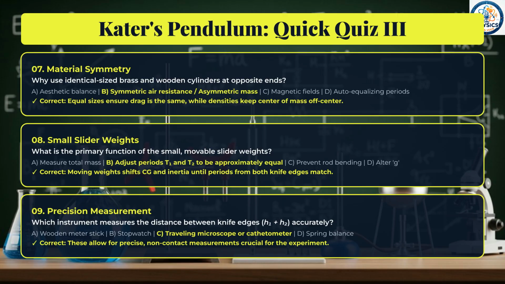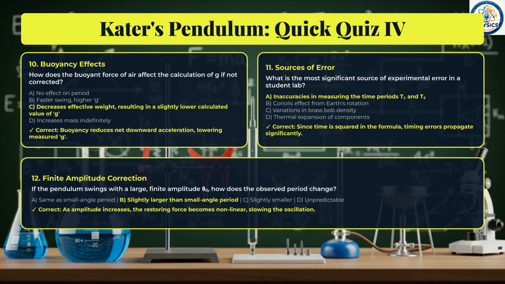For material symmetry, identical sizes ensure symmetric drag, while different densities keep the center of mass off-center. Small movable slider weights adjust the periods to be nearly equal. The distance between the knife edges is measured accurately using a traveling microscope or cathetometer. Buoyancy effects reduce the calculated g value, as air reduces the effective weight.